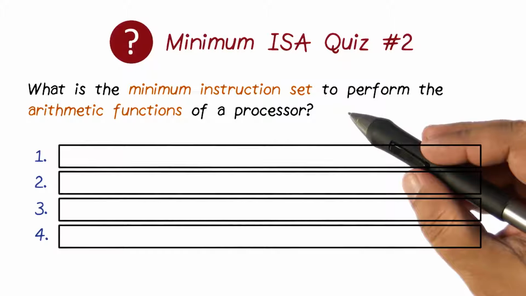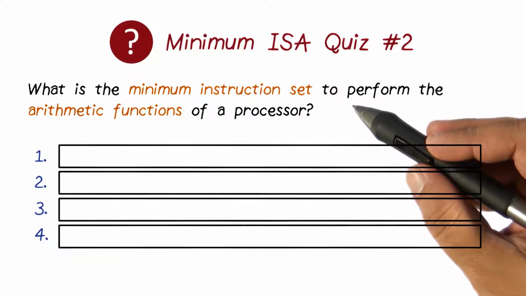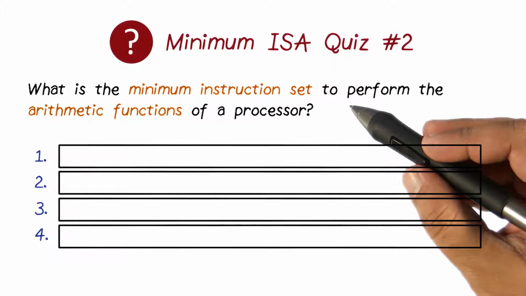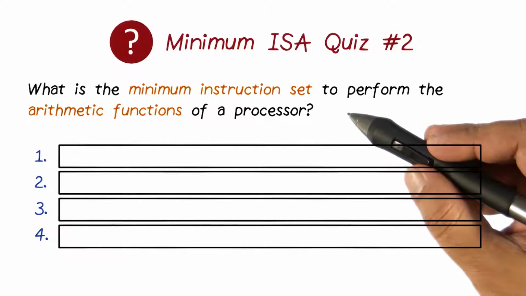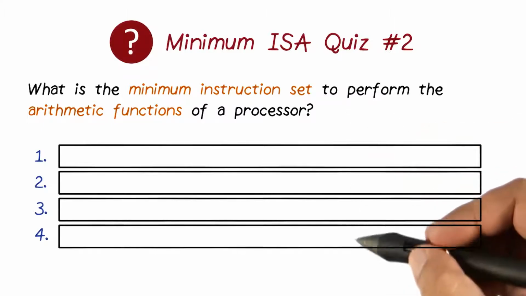Minimum ISA quiz number 2. Let us complete our discussion about the minimum requirements on ISA. So the question is, what is the minimum instruction that is needed to support the ALU operation? Remember again, there were 3 operations. We talked about the memory in the last slide. How about the ALU? What is the minimum instruction set that is needed for that? Please go ahead and write your answer now.